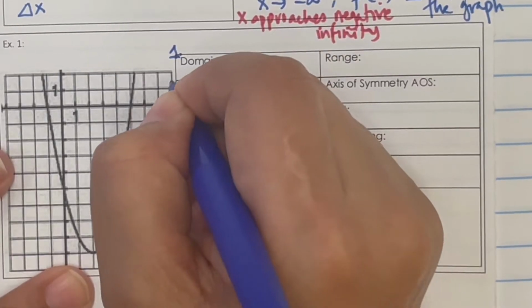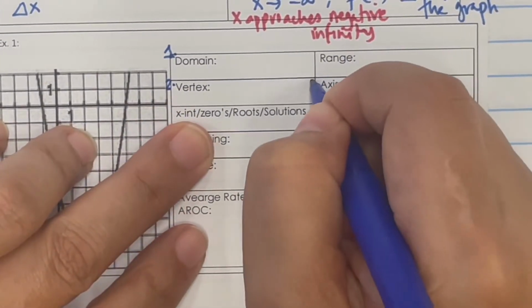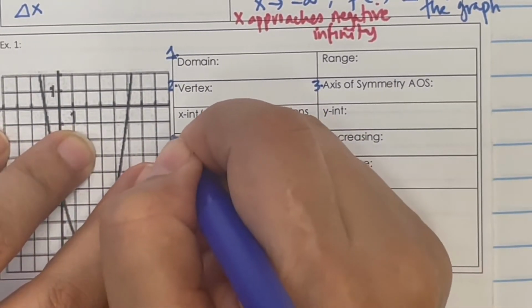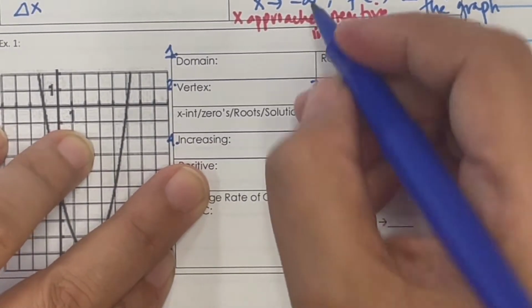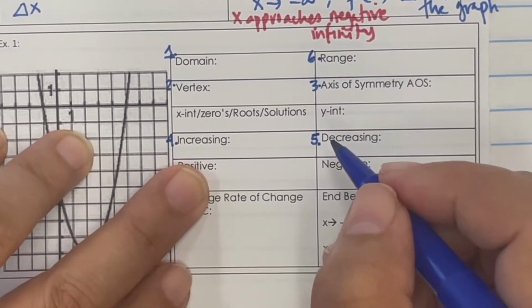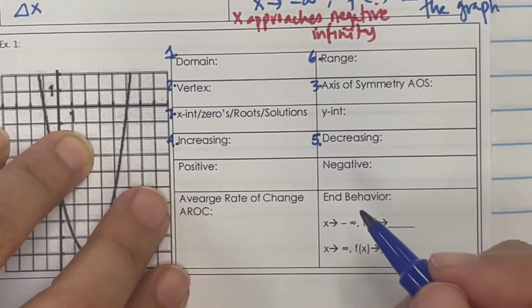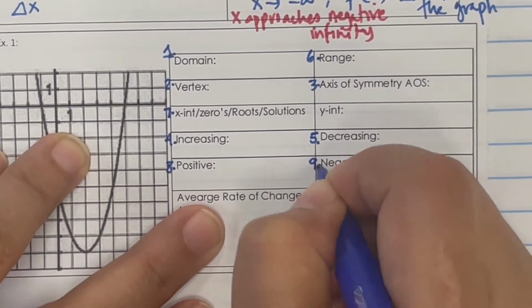Then we're going to find the vertex. So write that as number 2. After the vertex, we're going to find the axis of symmetry. That's number 3. After axis of symmetry, we're going to find out increasing, number 4, decreasing, number 5. After those, we're going to find the range, number 6. After that, we're going to find the X-intercepts, number 7. After that, we're going to find positive, number 8, or negative, number 9.